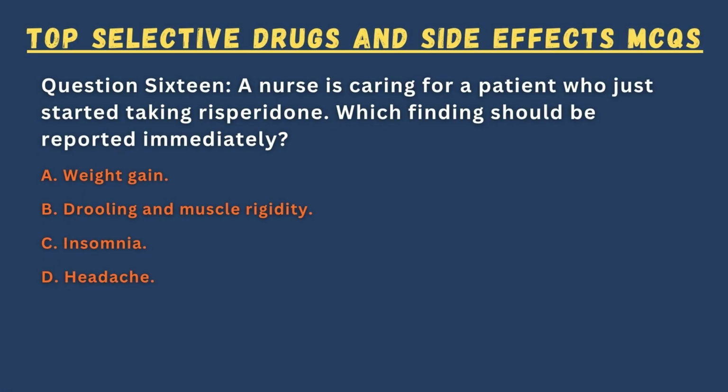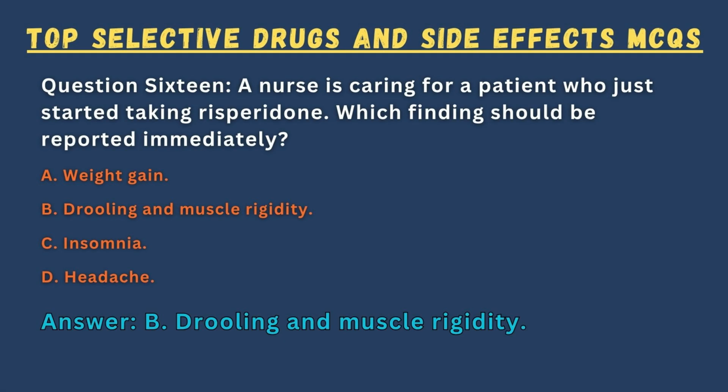Question 16. A nurse is caring for a patient who just started taking risperidone. Which finding should be reported immediately? A. Weight gain. B. Drooling and muscle rigidity. C. Insomnia. D. Headache. Answer: B. Drooling and muscle rigidity.